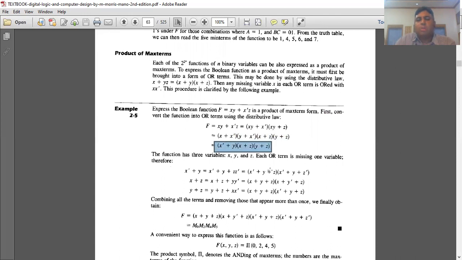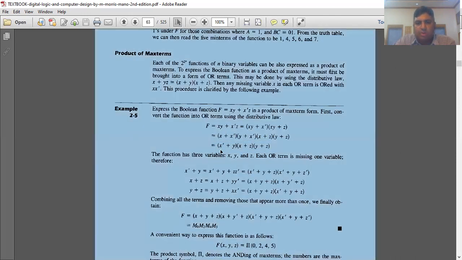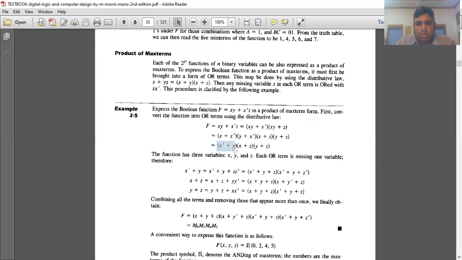Now there is another problem here. Each of these three terms is missing a variable. The first term has x and y, but it does not have z. The second term has x and z, it does not have y. The third term has y and z, but it does not have x.